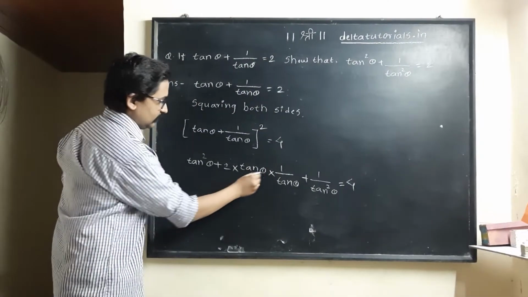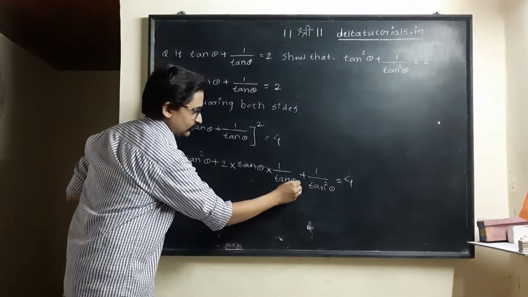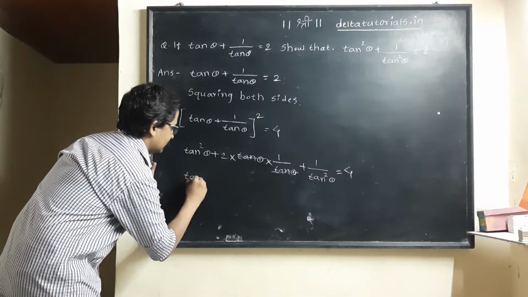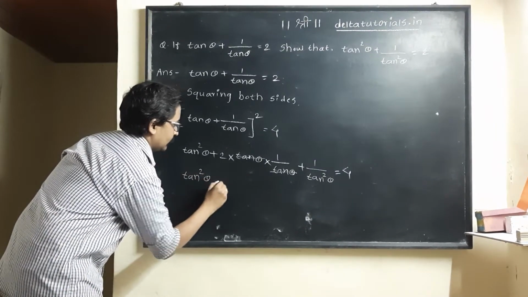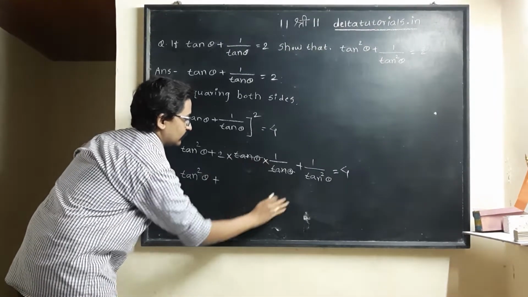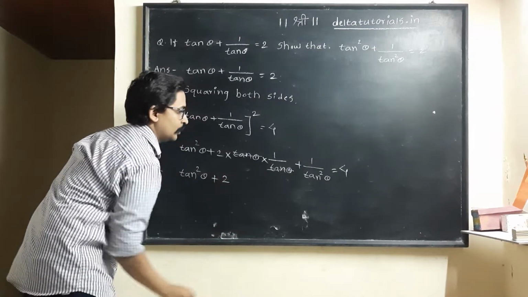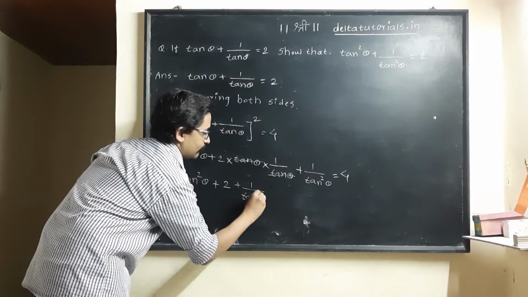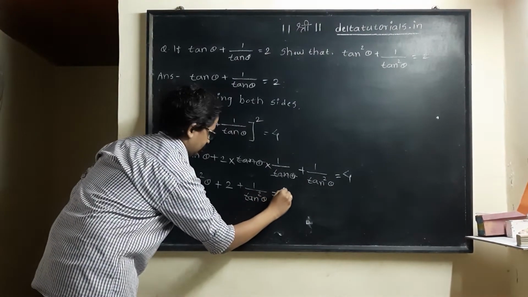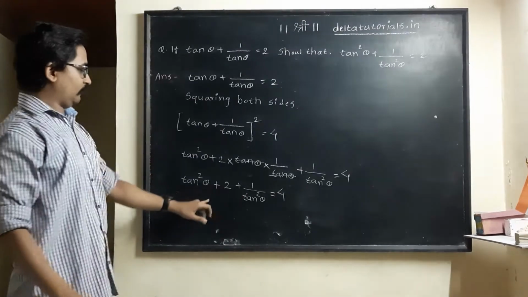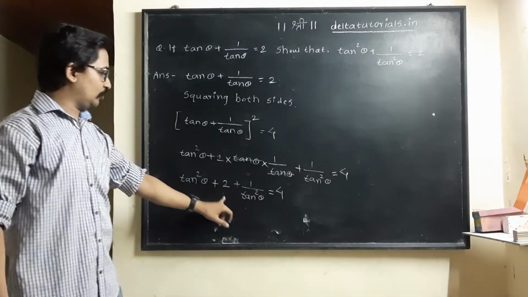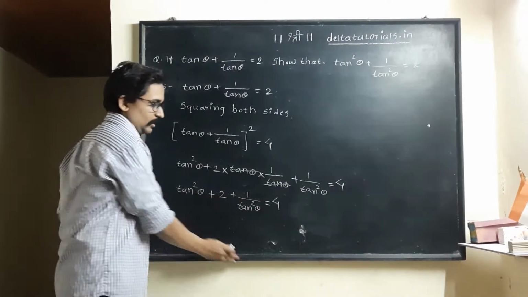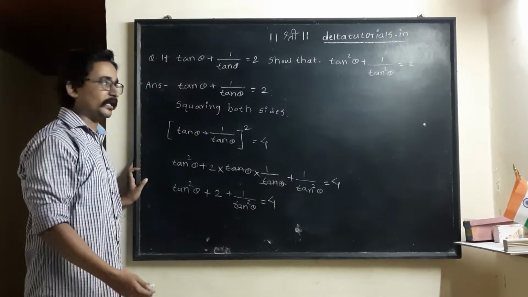Now here we can see this tan theta and this tan theta are getting cancelled. So the remaining part is tan square theta plus, here we are left with just 2, plus 1 upon tan square theta equal to 4. Now we will take this 2 to the right hand side. Here you can see it is having a positive sign. After going this side, it will become negative.